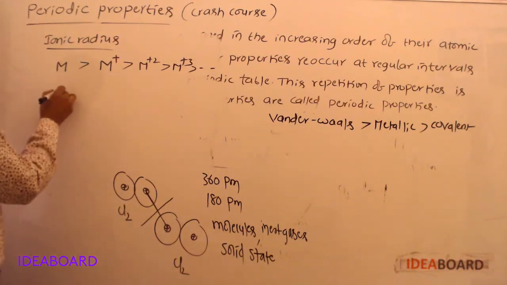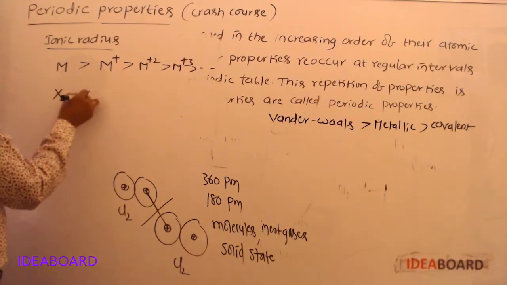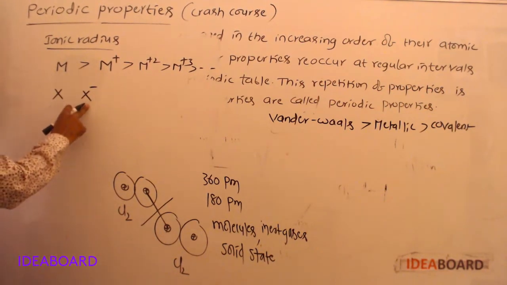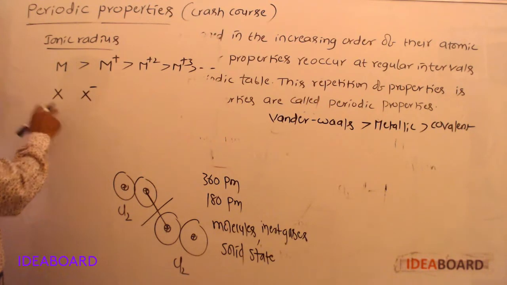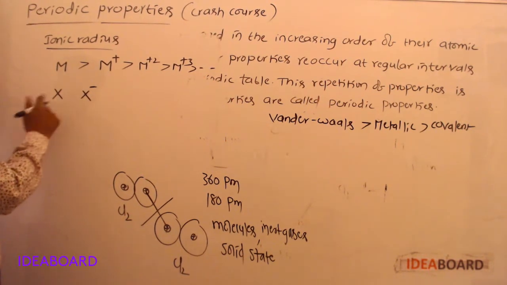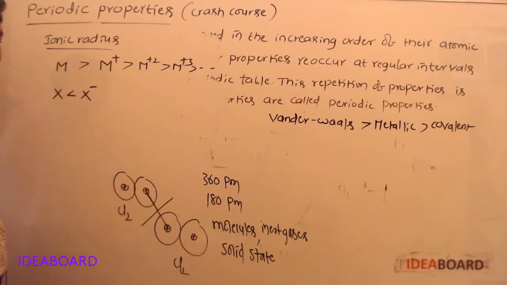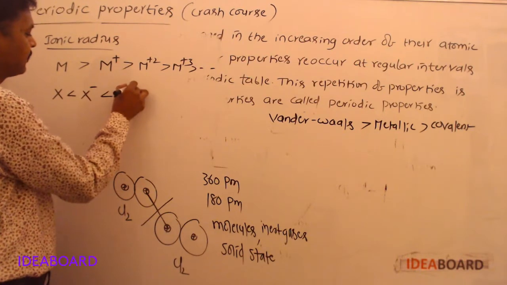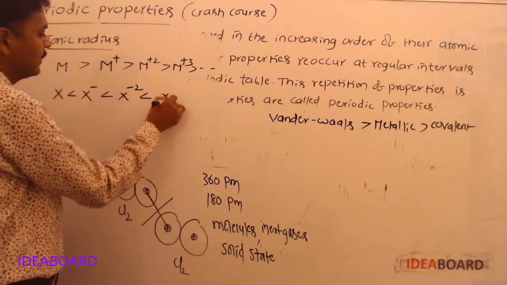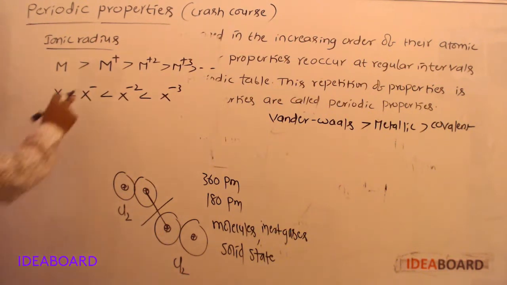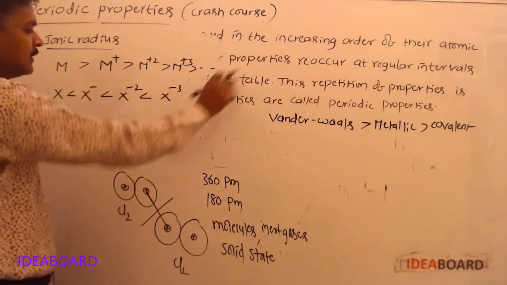Similarly, if we take an anion, X, its anion is X minus. An anion is always larger than its parent atom. So X is less than X minus. As the negative charge on the anion increases, its size further increases.